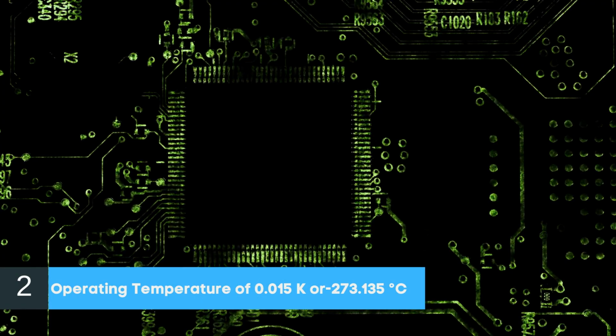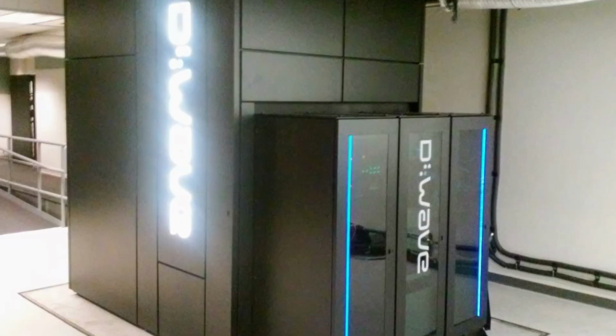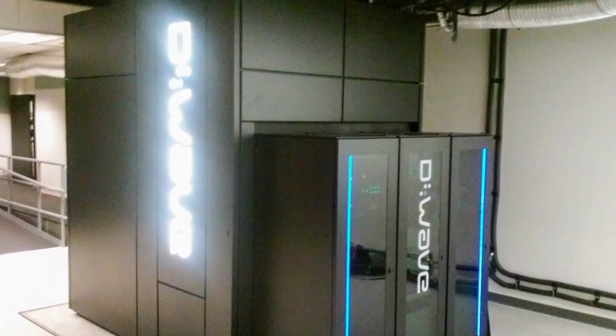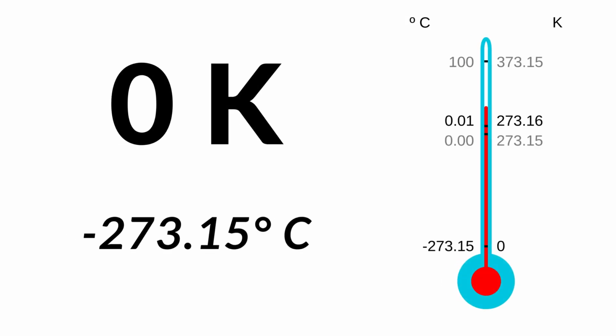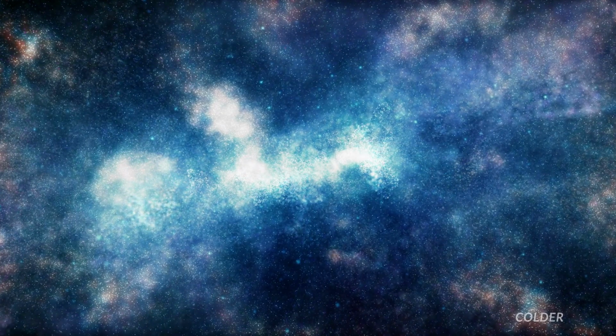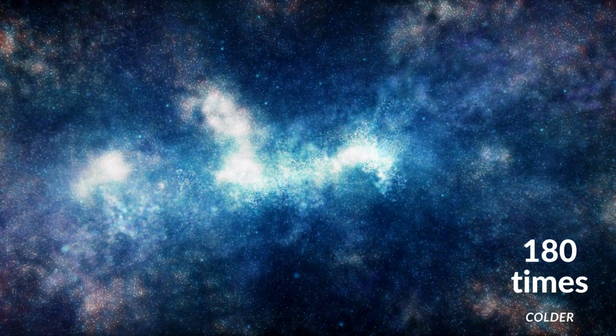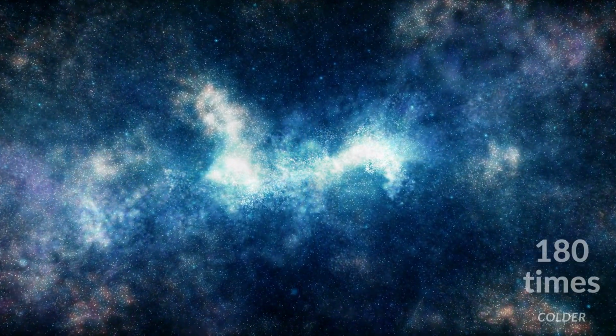Number 2. The operating temperature of the D-Wave 2000Q quantum computer is approximately 0.015 Kelvin, which is equivalent to -273.135 degrees Celsius, which is so close to absolute zero. This is almost 180 times colder than interstellar space.